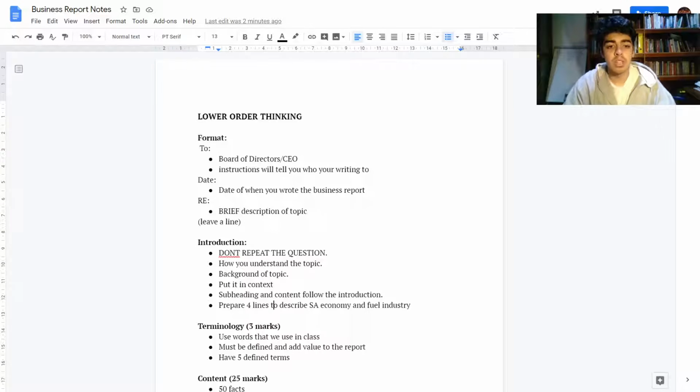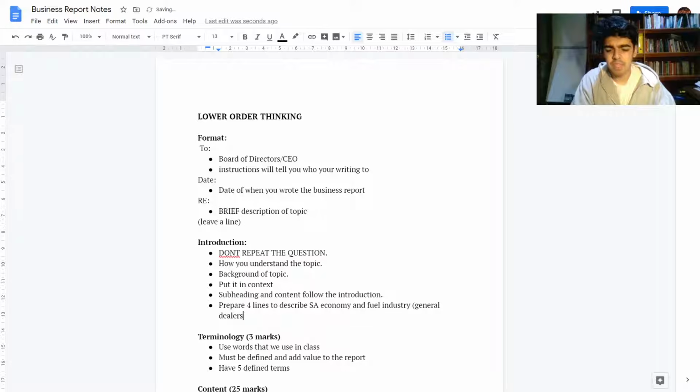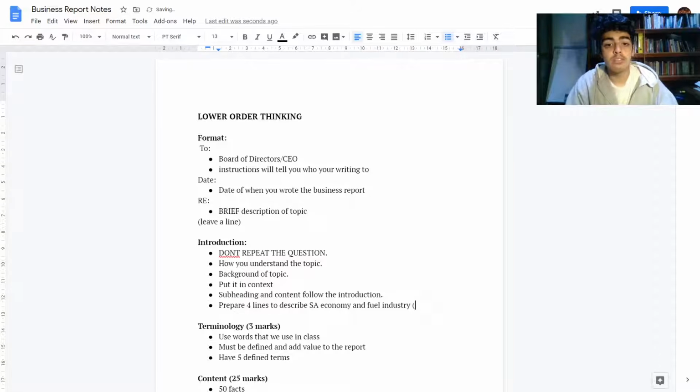Sometimes what we've been asked to do is prepare 4 lines to describe the South African economy and the fuel industry, but for next year this will be the fast or whatever. I think you guys are doing general dealers. Yeah, so you basically prepare 4 lines to describe the SA economy and general dealers or fuel industry, and this is also to help establish context. You can also put in a lot of current affairs there, which is quite nice, because then you can get some current affairs marks.